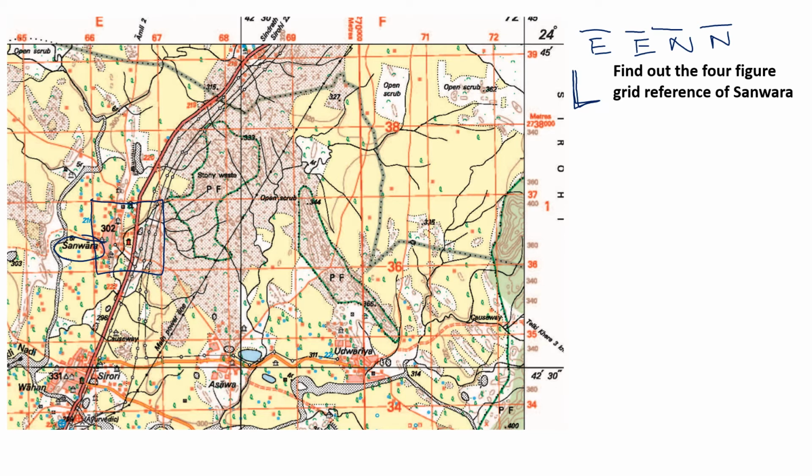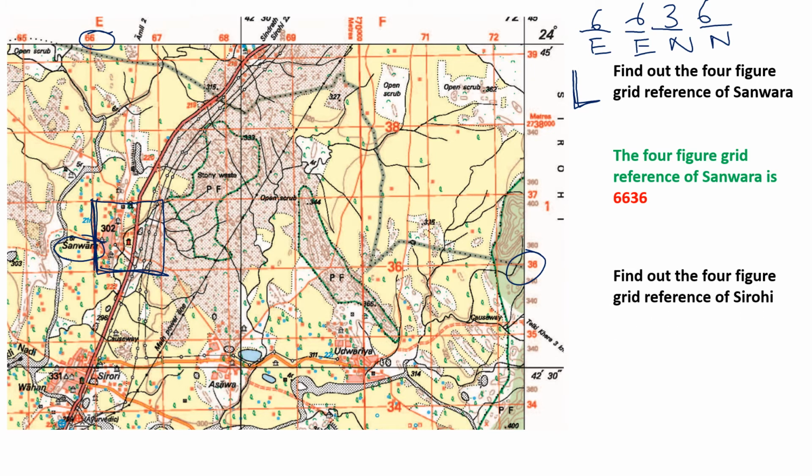Okay. So in capital L, first I have drawn this line. So what is on the top? This is 66. And then we have drawn this line. So this is 36. So what is the four-figure grid of Sandwara? It is 66, 36.